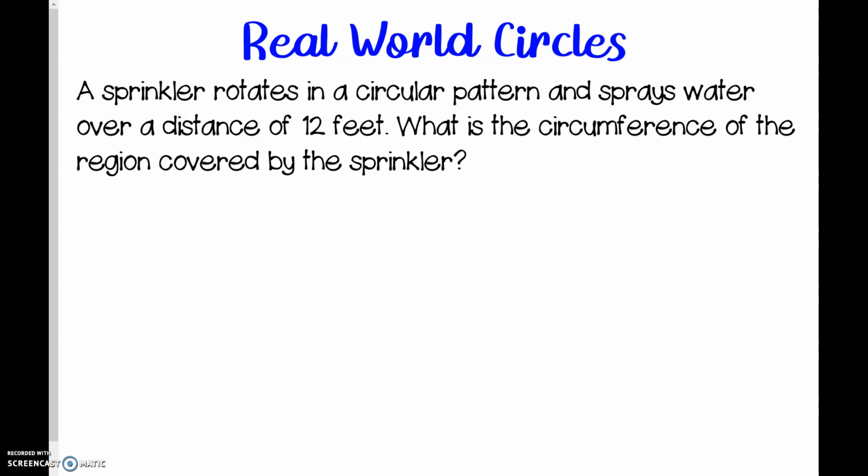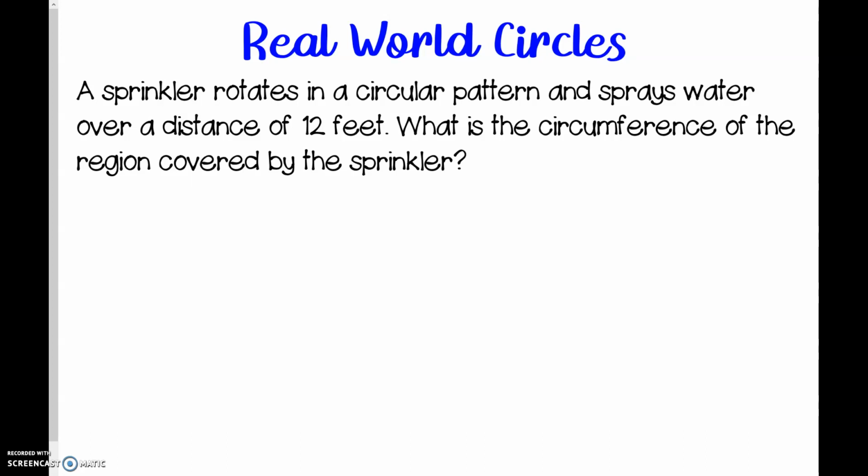All right, this is the last new thing. We're going to talk about real-world circles. So we're using all of our information about circles that we've learned so far and just applying it to some real-world scenarios, okay? So go ahead and have those notes ready to go, whether you have your own copy or print it out. And we've got a sprinkler that rotates in a circular pattern and sprays water over a distance of 12 feet. What is the circumference of the region covered by the sprinkler?